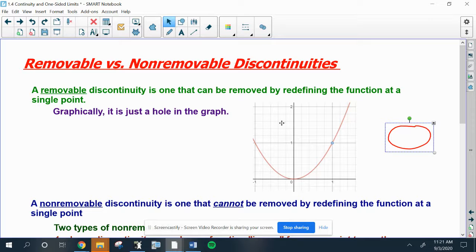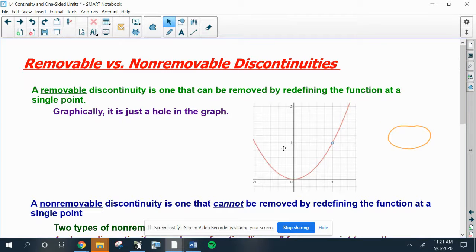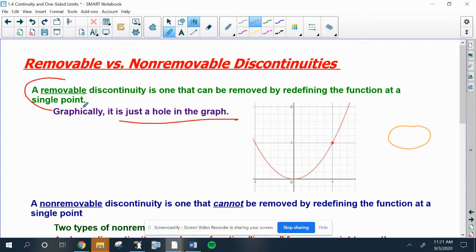So let's look at it in a different way. A removable discontinuity, basically, by definition, is one that can be removed by defining the function at a single point. So for this function, if I said, all right, we're going to redefine this function at 1, we're going to define it to be actually equal to 1. Basically, what I'm doing is I'm filling in the blank and making it continuous. So if you can do that, it's a removable discontinuity. It's still discontinuous, but we can remove it. So basically, it's just a hole in the graph. That's removable.